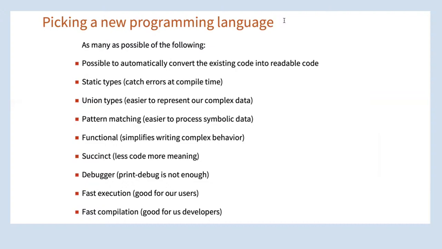Okay, so we started this process of picking a new programming language, and the language that we ended up using, we wanted it to have as many of these features. The most desirable feature was that there should be a way of automatically converting the existing code base, because we didn't want to rewrite everything from scratch. If we rewrote from scratch, it would be a very long and tedious process. We also wanted the new language to have static types, because MetaModelica had static types, and we really enjoy catching most of the errors at compile time. So if your data structure changed, you can easily track all the places where this change will affect you and decide how you're going to fix it.